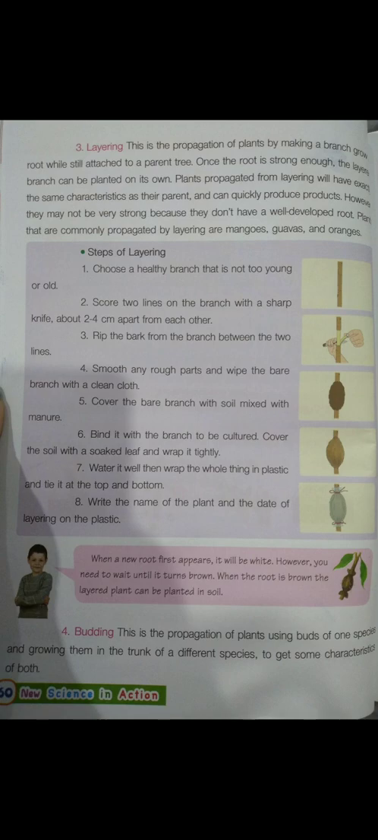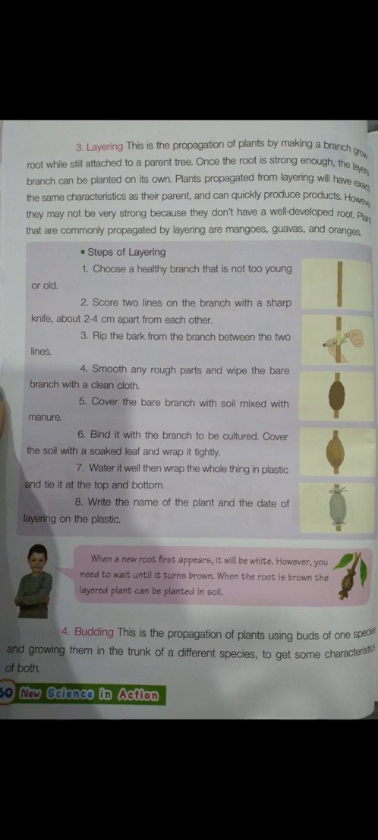When a new root first appears, it will be white. However, you need to wait until it turns brown. When the root is brown, the layered plant can be planted in the soil. So when you see the roots, you can cut it now and then plant it in the soil.